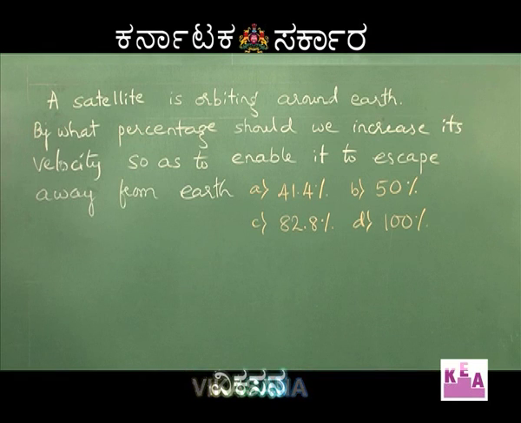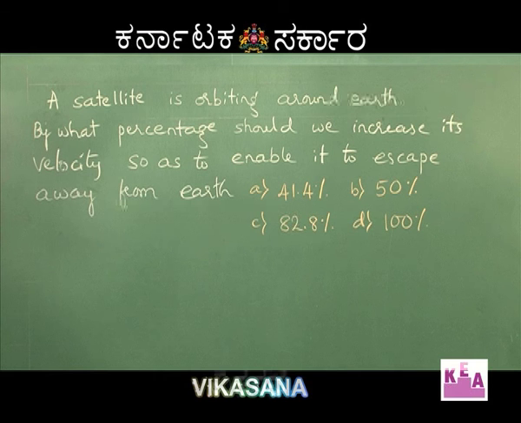Have a look at the next problem, dear students. A satellite is orbiting around Earth. By what percentage should we increase its velocity so as to enable it to escape away from Earth? Options: A 41.4%, B 50%, C 82.8%, and D 100%.